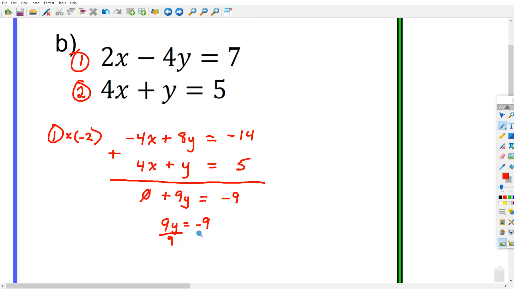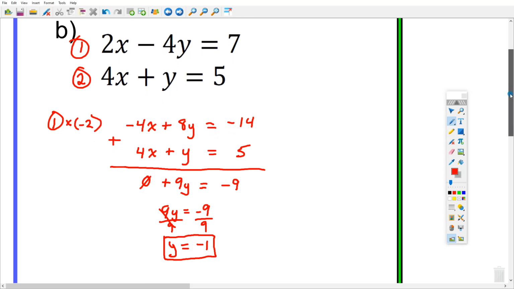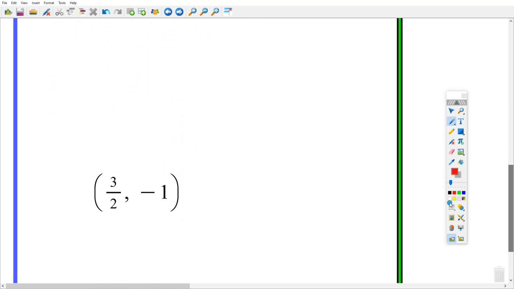Divide both sides by 9, and I have that y is equal to minus 1. So that would be the first part of your solution, and if you were to continue by taking that value and substituting it back into one of the original 2 equations, you would find that your x value would end up having to be 3/2.